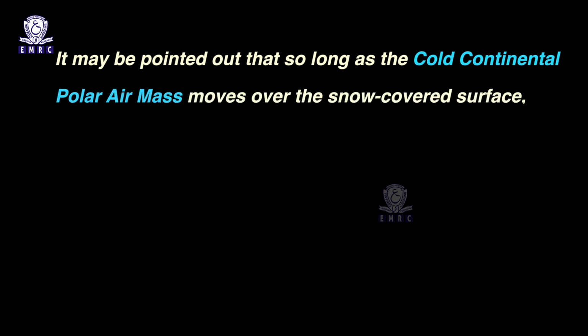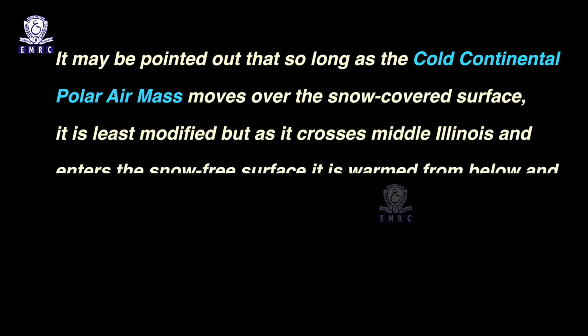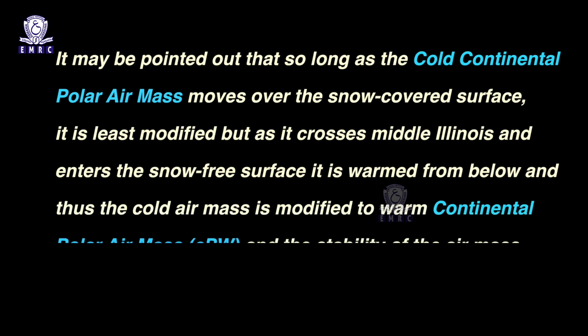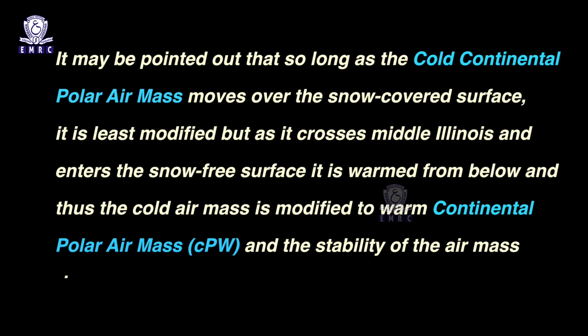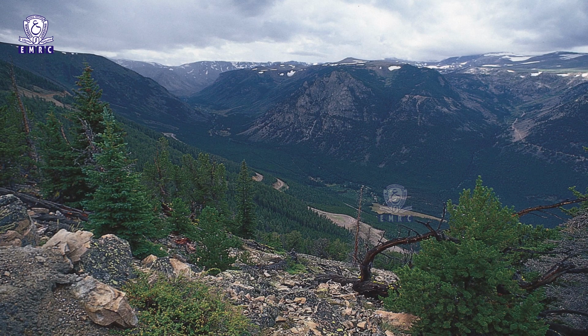It may be pointed out that so long as the cold continental polar air mass moves over the snow-covered surface, it is least modified, but as it crosses middle Illinois and enters the snow-free surface, it is warmed from below, and thus the cold air mass is modified to a warm continental polar air mass and the stability of the air mass decreases. The continental polar warm air mass, while moving through east central United States, meets maritime tropical air mass, and a polar front is formed, which induces cyclonic conditions, and winter precipitation occurs to the east of the Rocky Mountains.